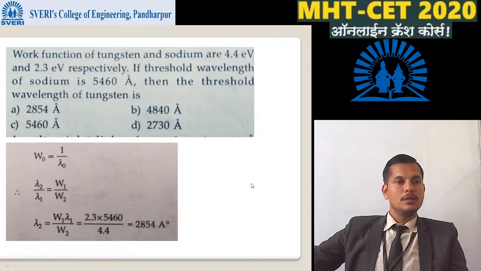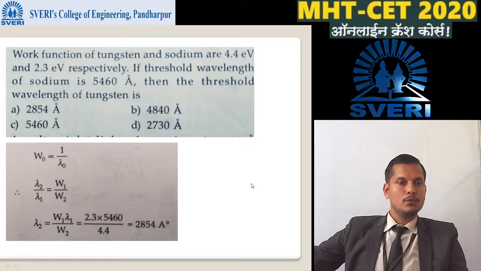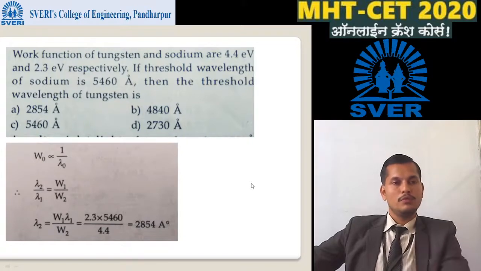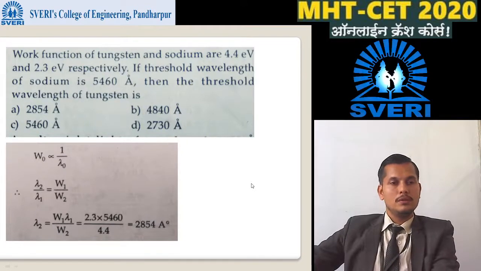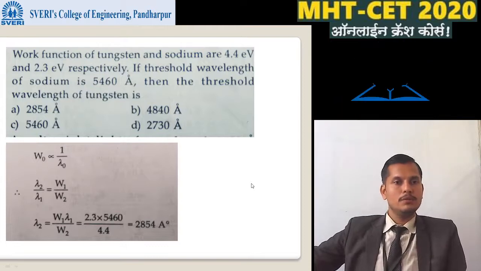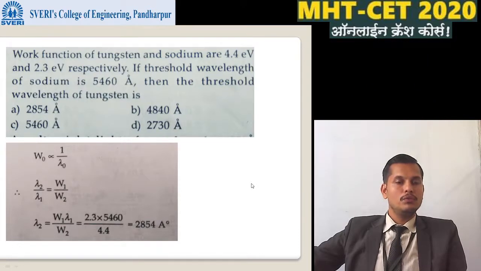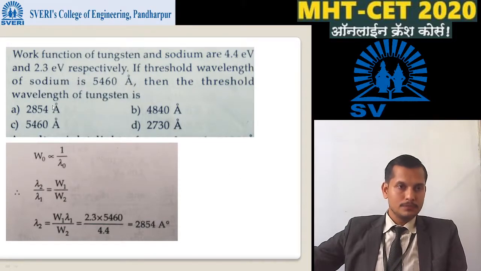Next, work functions of tungsten and sodium are 4.4 electron volt and 2.3 electron volt respectively. So work function for two different materials, tungsten and sodium, is given. If the threshold wavelength of sodium is 5460 angstrom, then the threshold wavelength of tungsten is. For tungsten, we have to determine the threshold wavelength. As we know, work function is inversely proportional to wavelength.